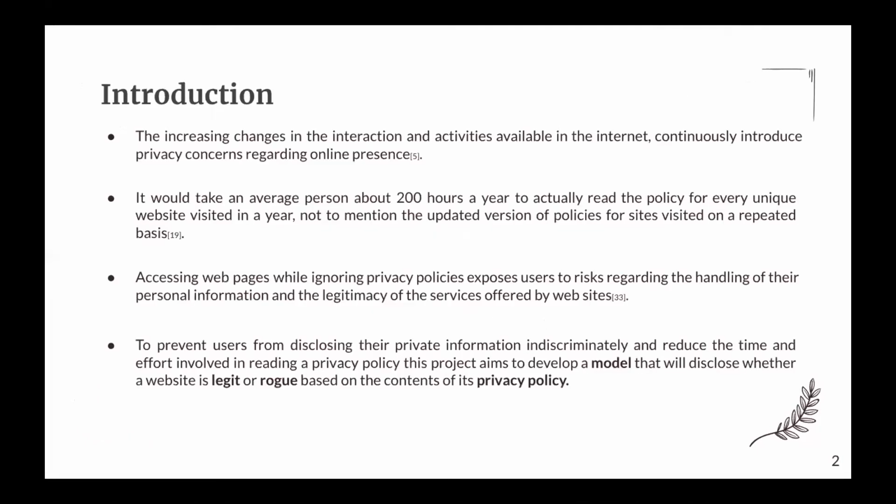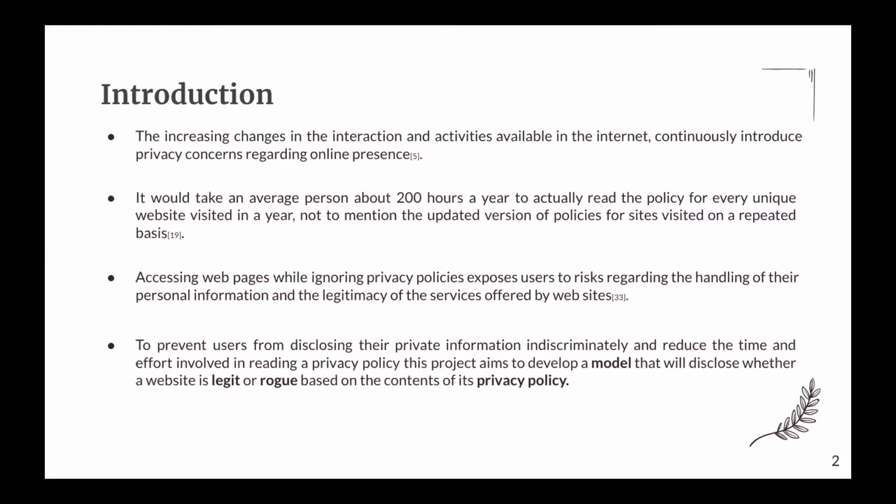The main thing here was that the increasing changes in the interaction and activities available online increase the privacy concerns regarding online presence. The way web pages are able to address this is by providing privacy policies. But these policies have many problems. They can be really long, even 8 pages long, and they can have vocabulary that is not understandable by everyone.